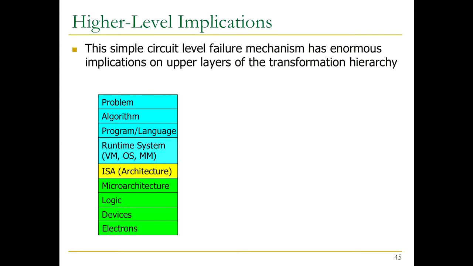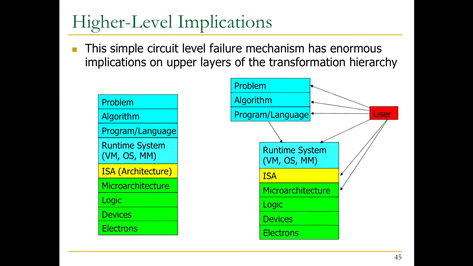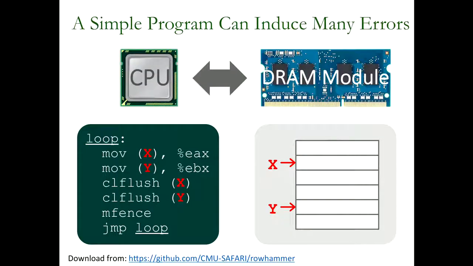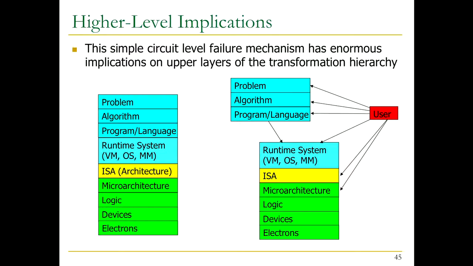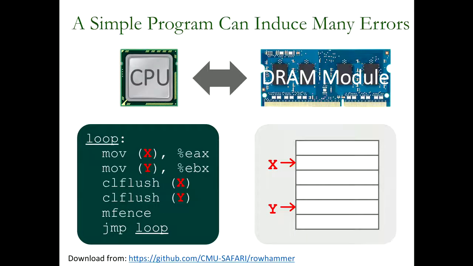Remember the transformation hierarchy? We're looking at problems really around here, right? Devices and logic. It's really a combination of both. And it's already affecting the users, actually. So let's go a little bit higher in the transformation hierarchy. I've said that, oh, you activate and you get this. But can you do this with real programs? Well, it turns out you can.